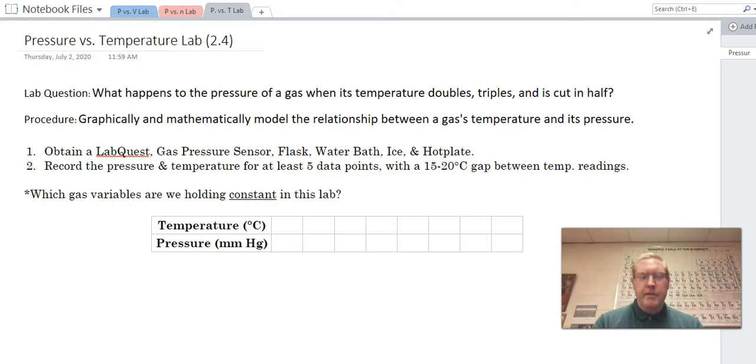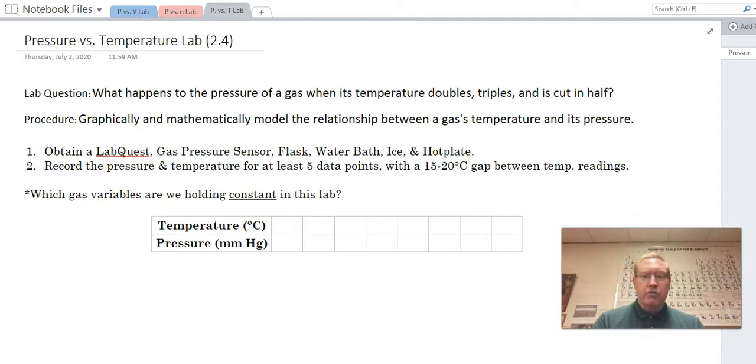It's Mr. Laudermouth, and I'm back this time with the third and last of our 3 Unit 2 gas labs that are helping us to understand learning target number 4. And in this lab, we are trying to answer the question, what happens to the pressure of a gas when its temperature doubles, triples, and is cut in half? Last 2 labs, we examined the effect of volume and then the effect of number of particles, which we call puffs, on the pressure of a gas, and we saw some interesting relationships there.